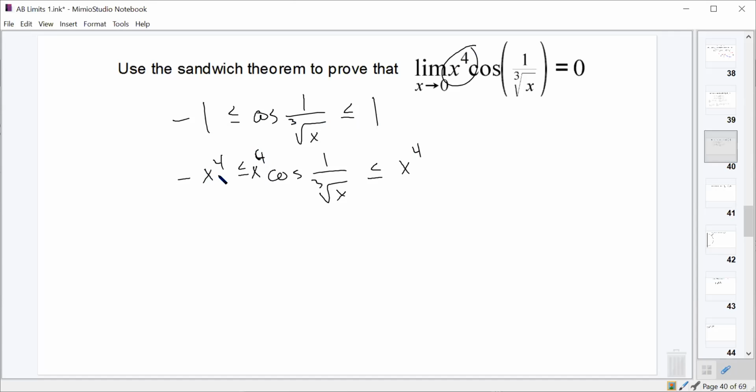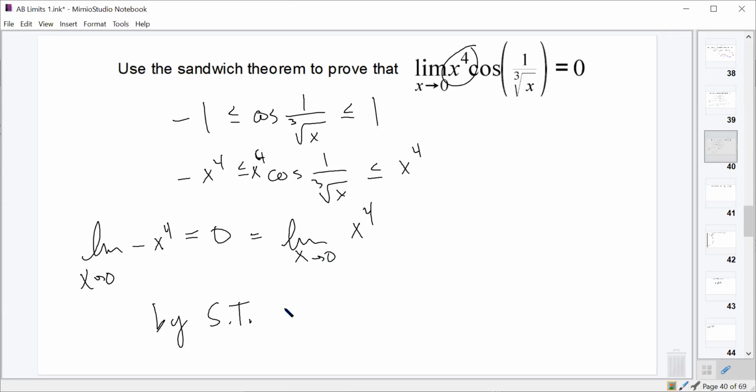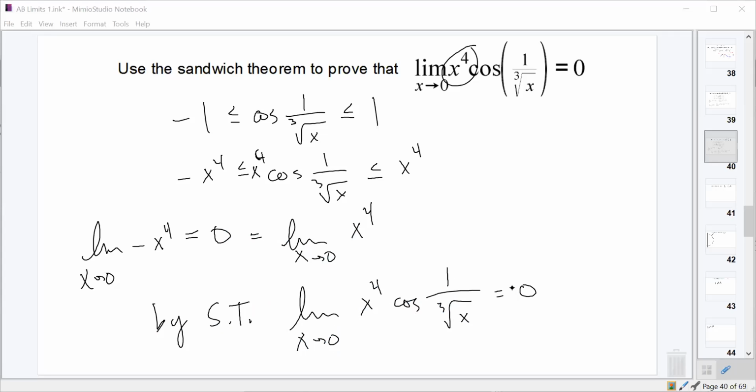Yeah, good. All right, so then now we'll just look at the limit as x approaches 0 of negative x to the 4th, which is 0, and the limit as x approaches 0 of positive x to the 4th, which is also 0. So by the squeeze theorem or the sandwich theorem, the limit as x approaches 0 of x to the 4th cosine 1 over cube root x is also 0. Good or no? Good. All right.